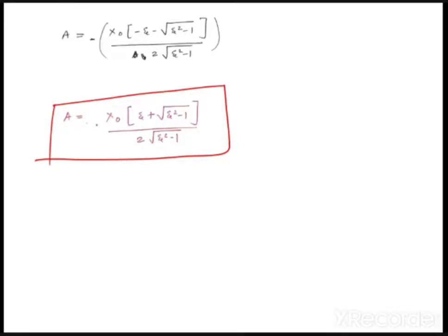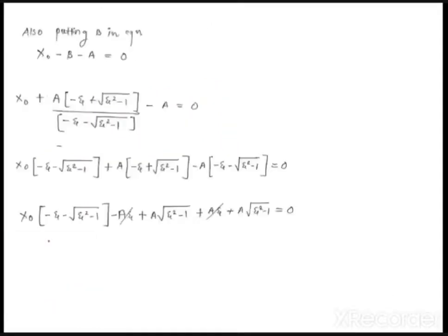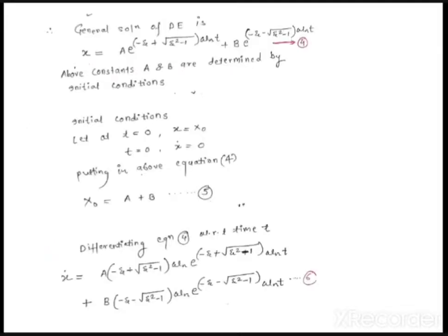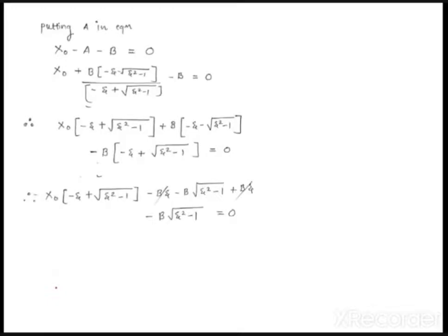So finally, I am getting A equal to x0 into (zeta plus square root of zeta square minus 1) divided by 2 square root of zeta square minus 1. Okay. Now finally, guys, what is my final equation? See, now I have got the values of A and B. Now this is my output equation. x is equal to, so put the value of A, put the value of B, and you are getting a final equation. What is the final equation I am getting?